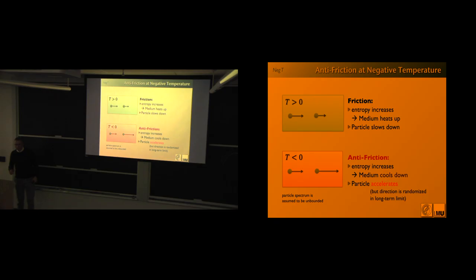What's also interesting is that in such a gas, you have something like anti-friction. Typically, when we send an impurity through a gas with positive temperatures, it generates entropy and loses its kinetic energy, so basically heats up the gas. For a negative temperature gas, actually the opposite would happen. The entropy increases, but remember, when the entropy increases, the particle now accelerates. So you have something like anti-friction if you send an impurity through a gas of negative absolute temperatures in the system.